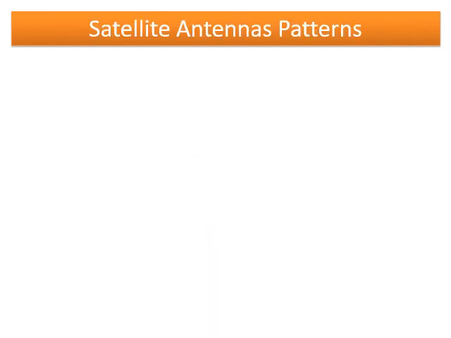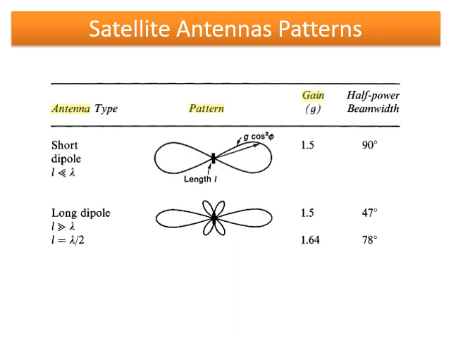Next, satellite antenna patterns. Different antenna types are considered with their radiation pattern, with the gain, and obviously half power beam width value. We have seen the formulas. So the antenna type is short dipole. How is it oriented? It has two major lobes back to back. Gain is 1.5 and half power beam width is 90 degrees.